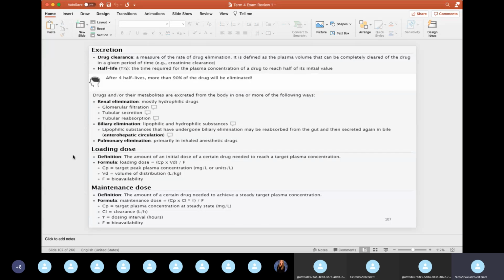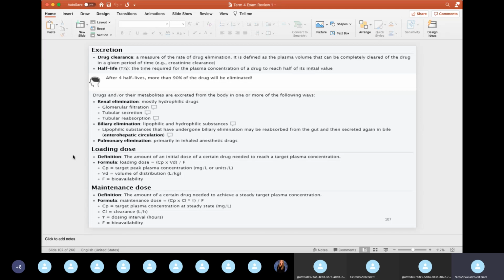Most drugs are eliminated renally. That's why we talked about weak acids and weak bases. Some of the drugs are eliminated biliary, right? And some are eliminated via your pulmonary system, your lungs. For example, your inhaled anesthetics.